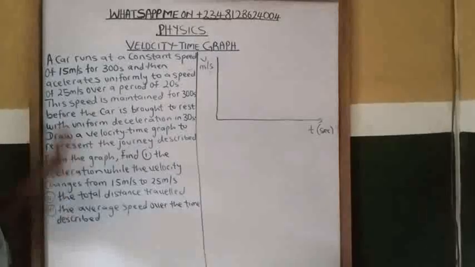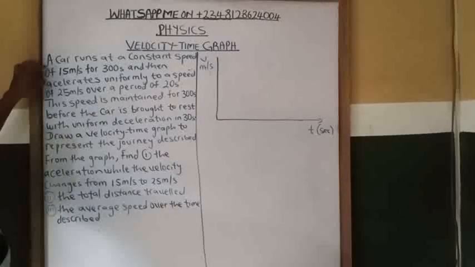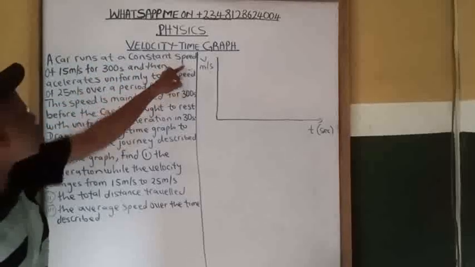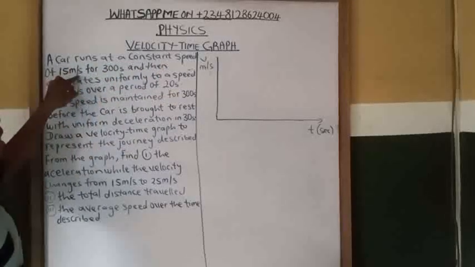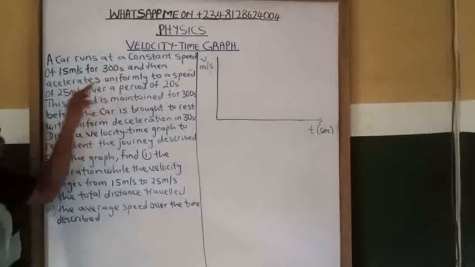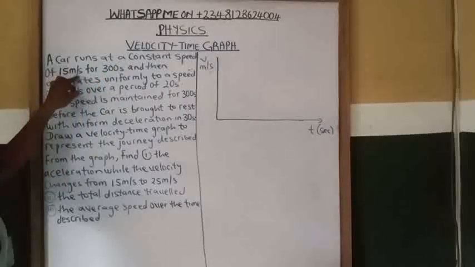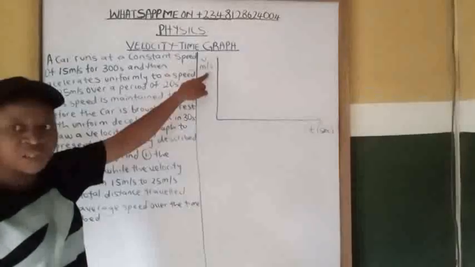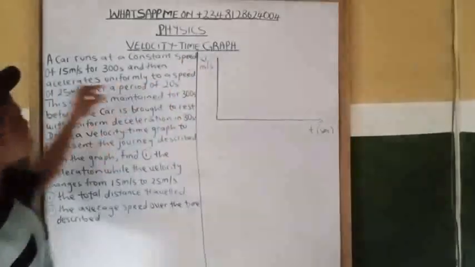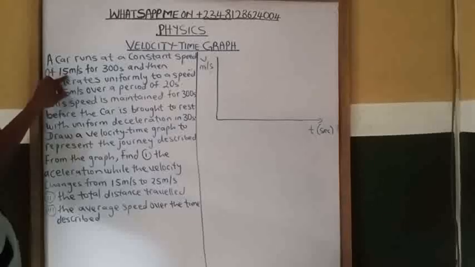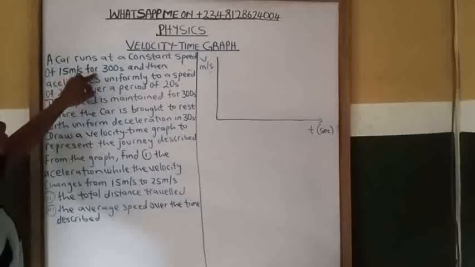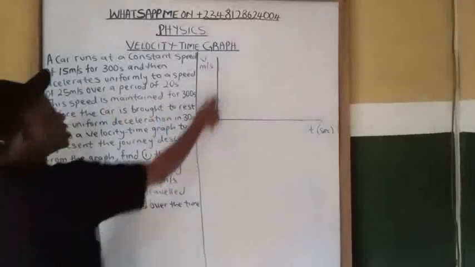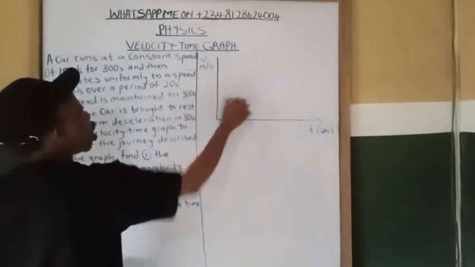Now let's follow the question. It says that a car runs at a constant speed of 15 meters per second. Speed is the same thing as velocity. So on the velocity axis, the car runs at 15 meters per second for 300 seconds. So 15 meters per second is our velocity for 300 seconds.